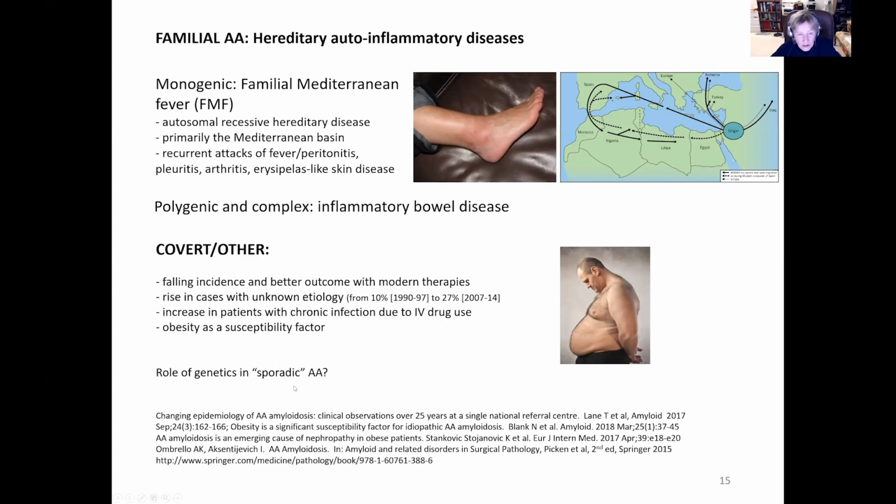With that, one has to wonder what is the possible genetic component in sporadic AA. It is true that you need a chronic inflammatory process to develop AA, but at the same time, not every patient with a chronic inflammatory response develops AA. So there is more for us to learn about it than I will have time to talk about, okay?